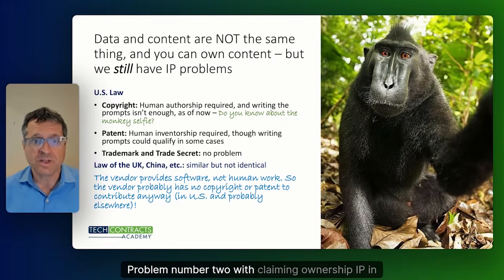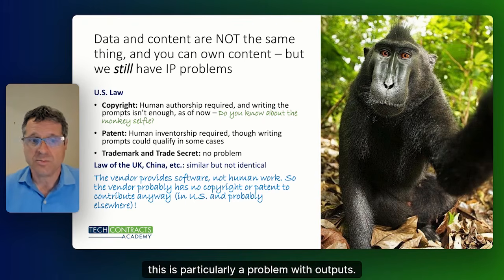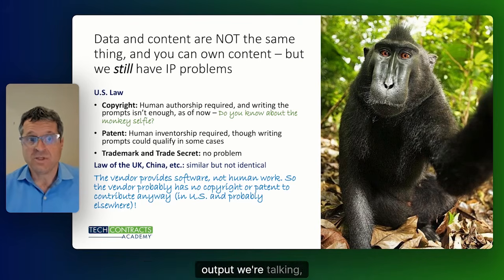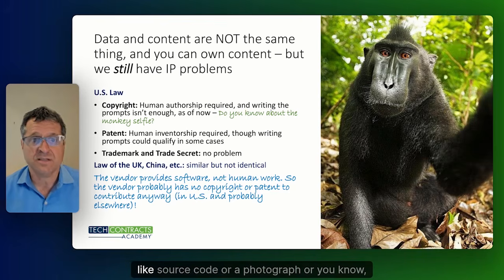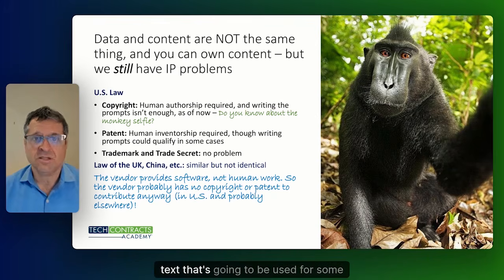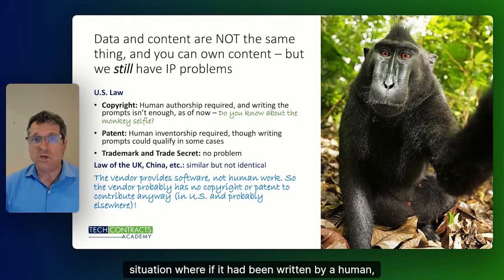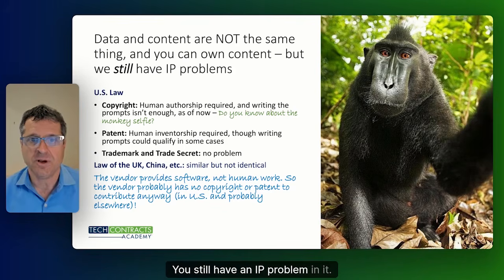Problem number two with claiming ownership, IP, in outputs or inputs. Actually, this is particularly a problem with outputs. Here, we're not just talking about the data in the output. We're talking, let's say the Gen AI system produces real content like source code or a photograph or an image, text that's going to be used for some situation where if it had been written by a human, it would be subject to copyright. It's not pure data. You still have an IP problem in it.